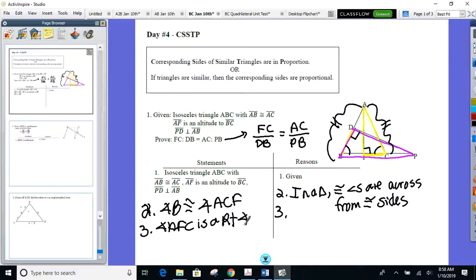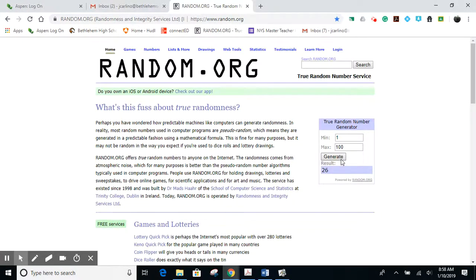All right, why would AFC be a right angle? What in the givens told us that it was a right angle? Angle AFC.